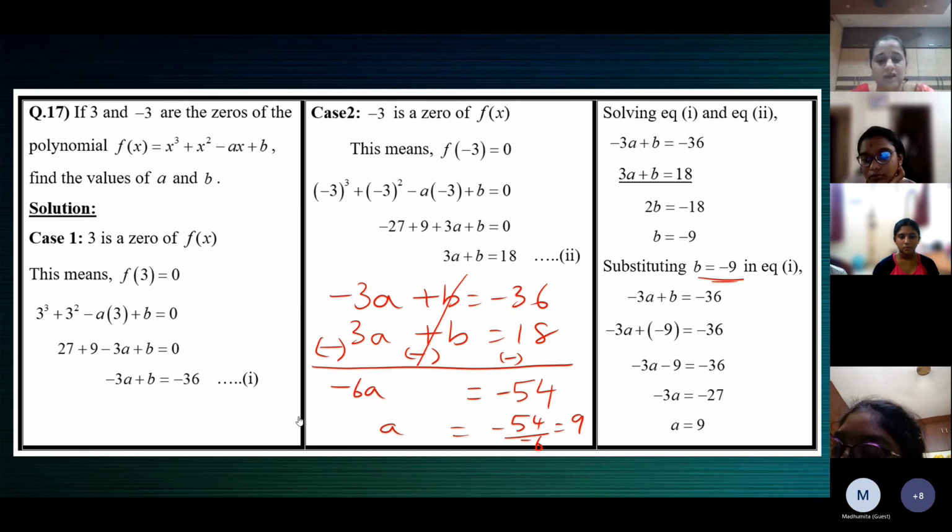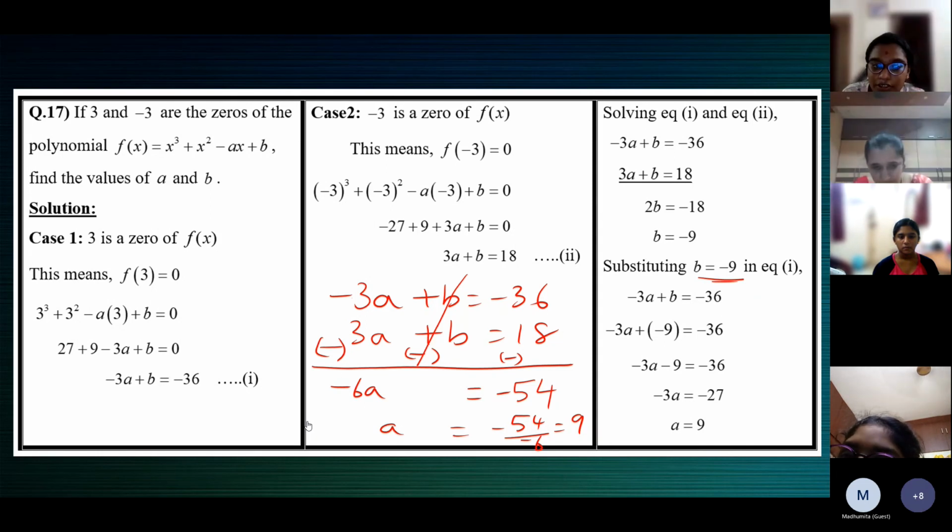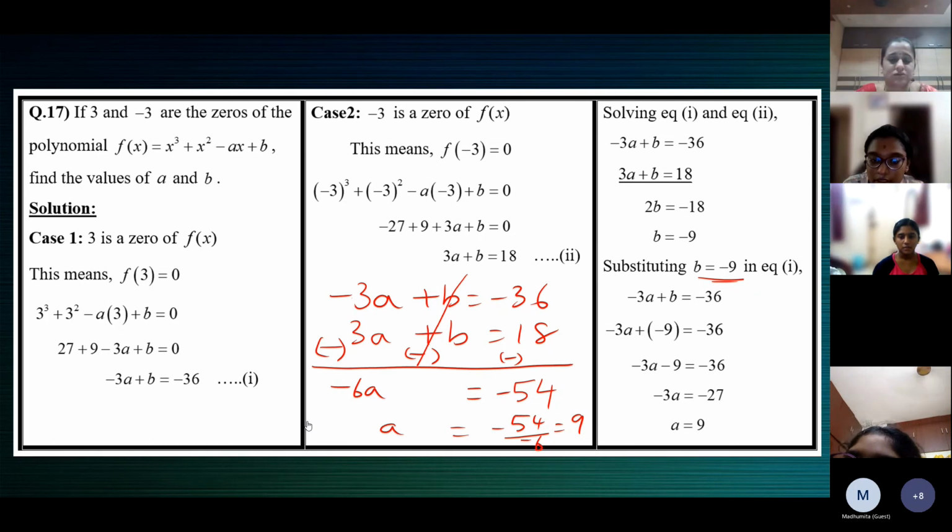Next, what will you do, Danya, after finding a? Ma'am, we have to substitute the value in equation number 2, ma'am. 1 or 2, correct? Any equation you can substitute. Yes, ma'am. And find the value of? B, ma'am. B, very good. Correct. Find the value of b. So if you want, you can change the equation, change the signs. I've presented both the workings. You can change the signs, meaning you can add the two equations or subtract the two equations.